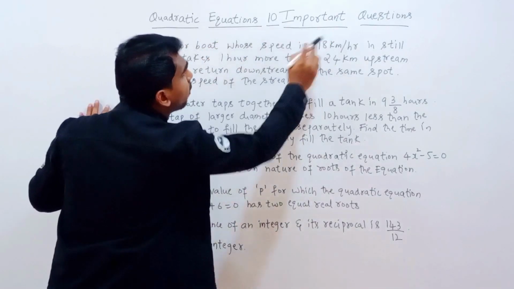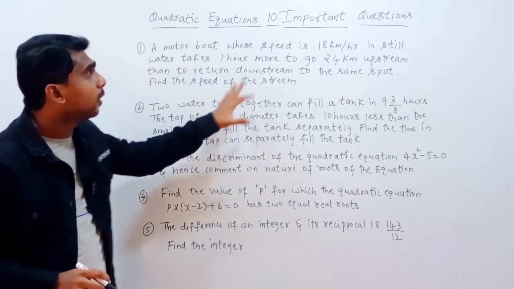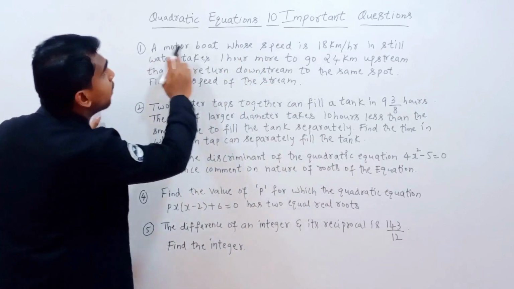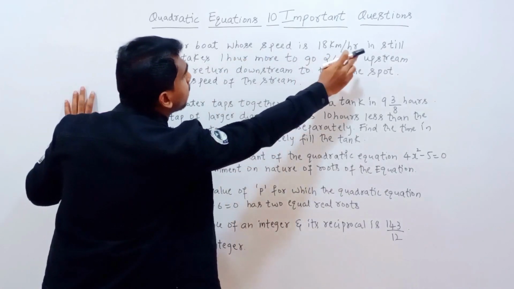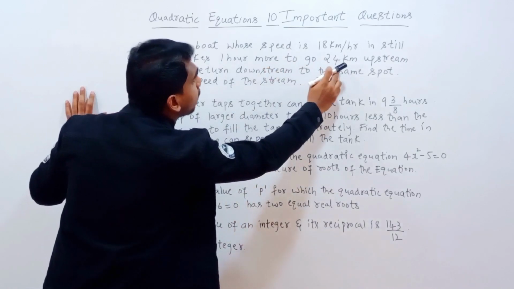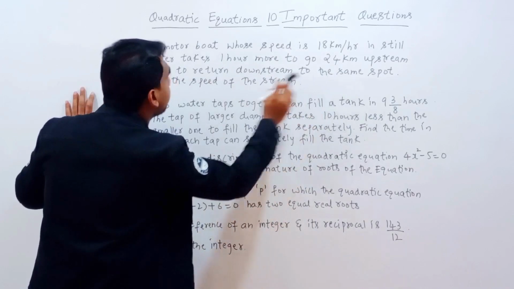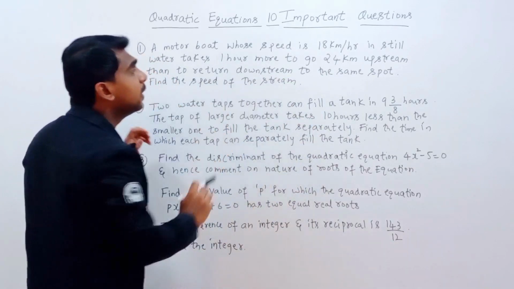Quadratic equation, 10 important questions. First question. This is a statement problem asked for 5 marks. A motorboat whose speed is 18 km per hour in still water takes 1 hour more to go 24 km upstream than to return downstream to the same spot. Find the speed of the stream.